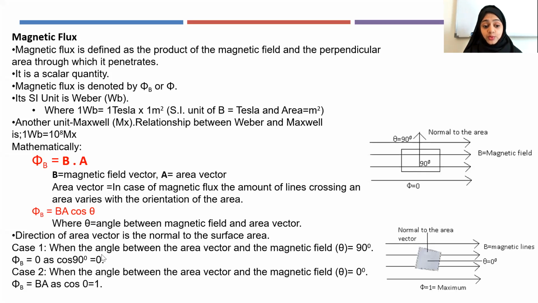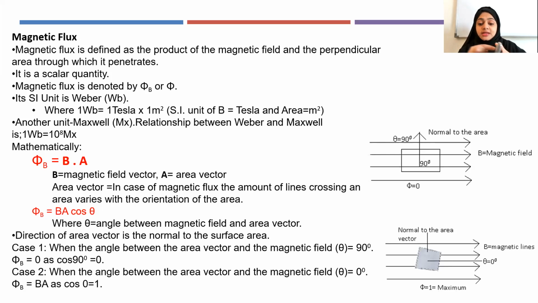So case 1, when the angle between the area vector and the magnetic field is 90 degrees, what is cos 90? 0. So what will be the flux? Flux will be 0. So here this is a situation. This diagram is two-dimensional, so it may not be clear to you.